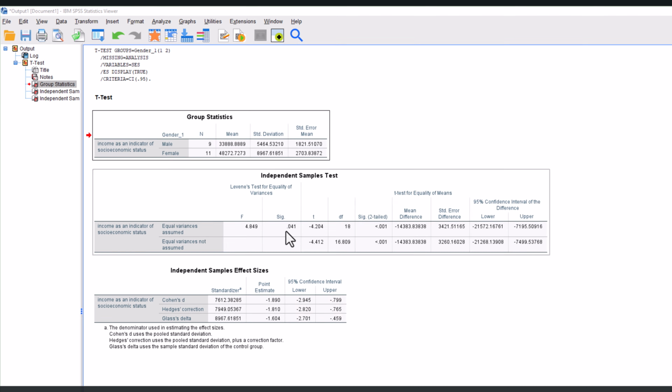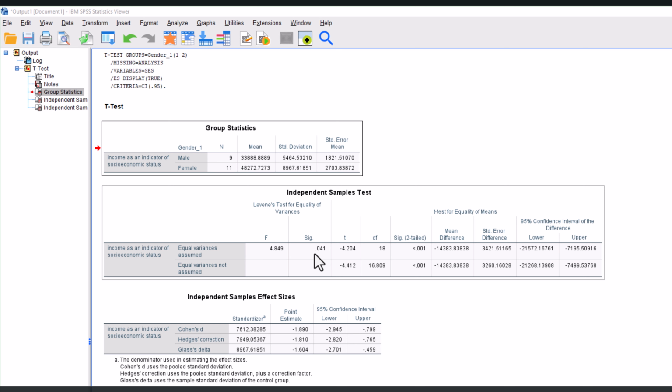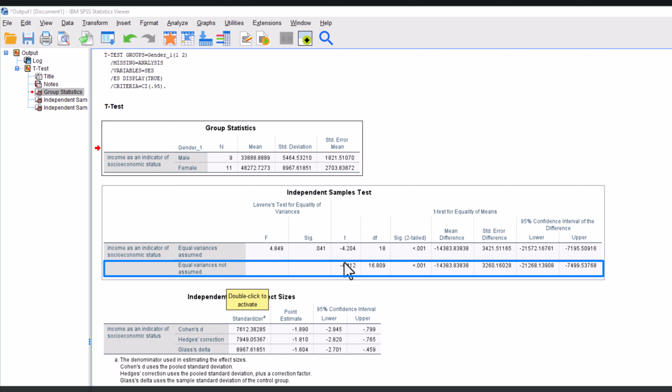In this case, the significance value for Levene's test for equality of variance is less than 0.05, and the value is 0.041. So the assumption for equality of variance is violated. Therefore, we'll be taking the reading from the row equal variance not assumed.